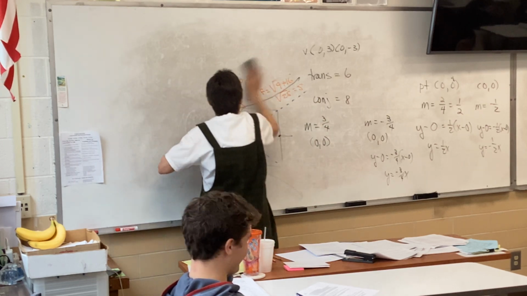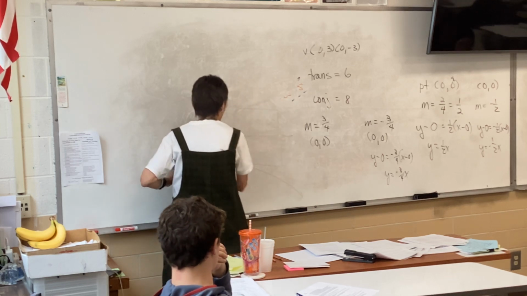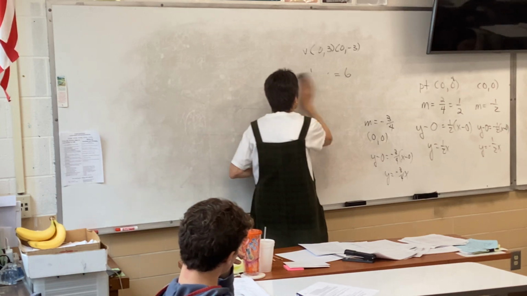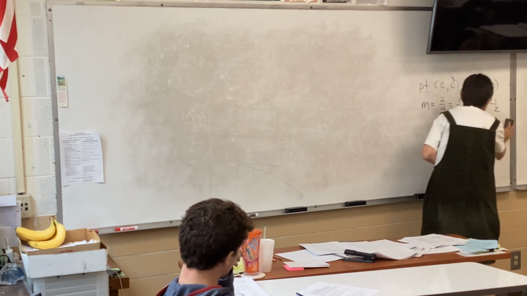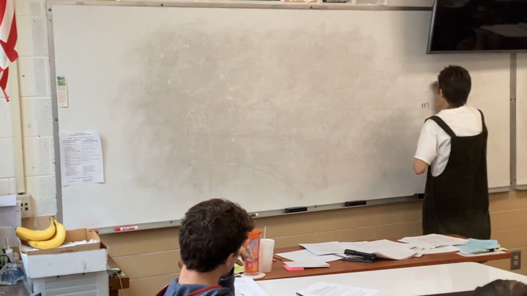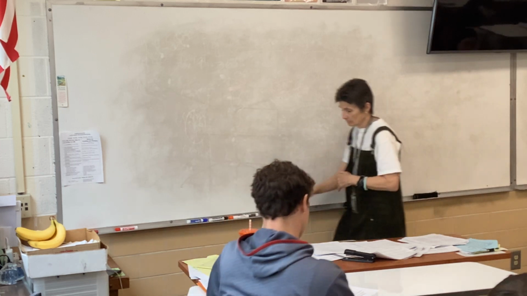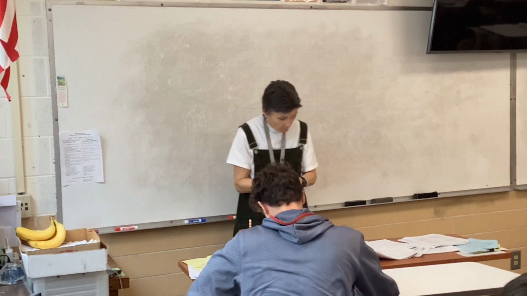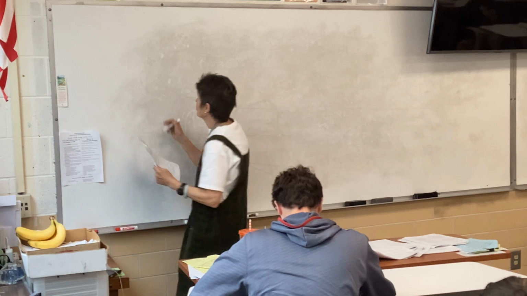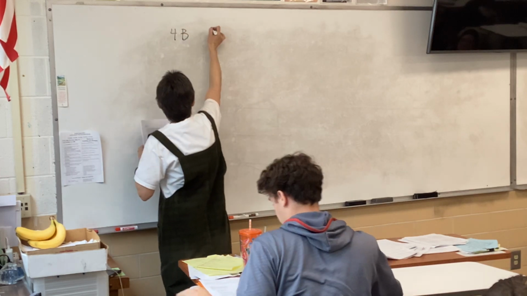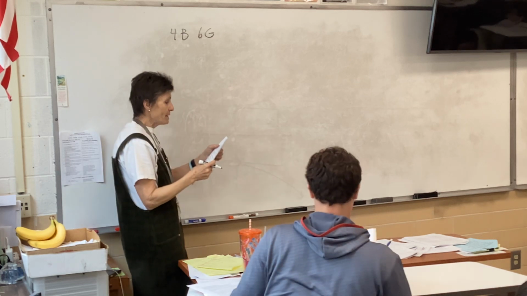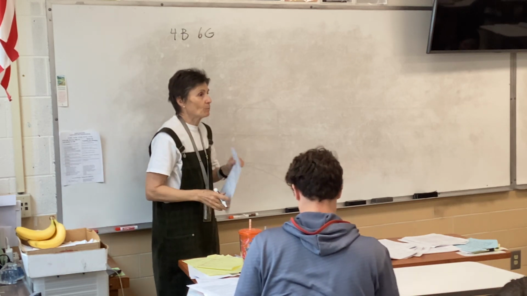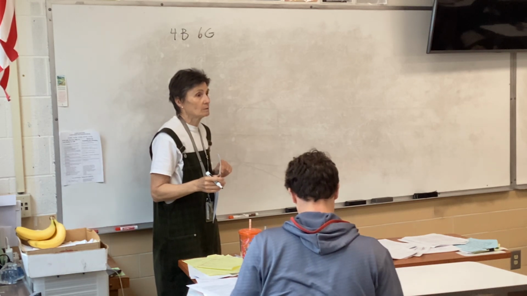All right. So let's look at the first problem and figure out what is happening. There are 4 boys and 6 girls in the group. Okay, so that's our basis. How many ways can they be arranged in a row?